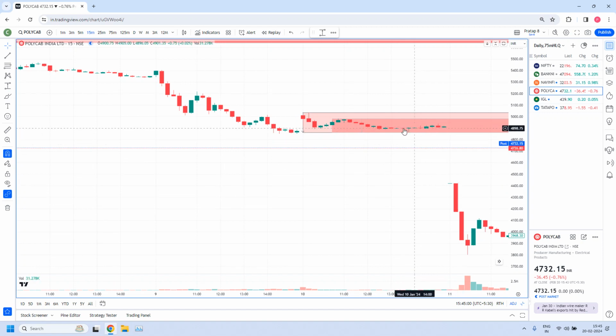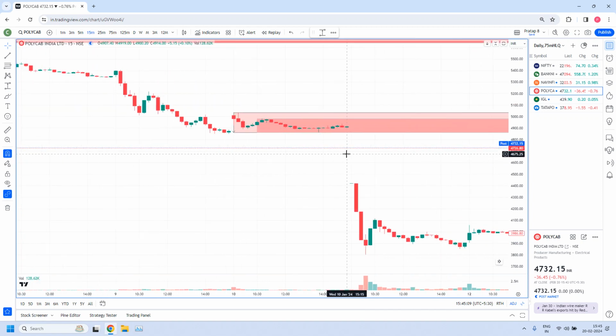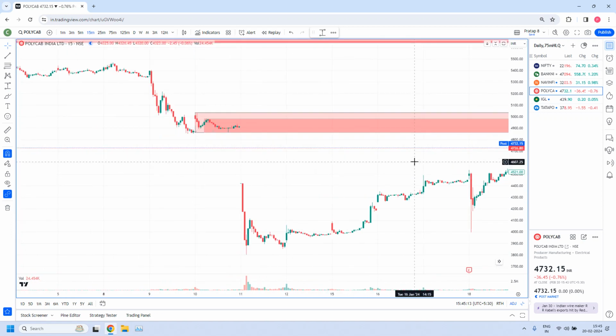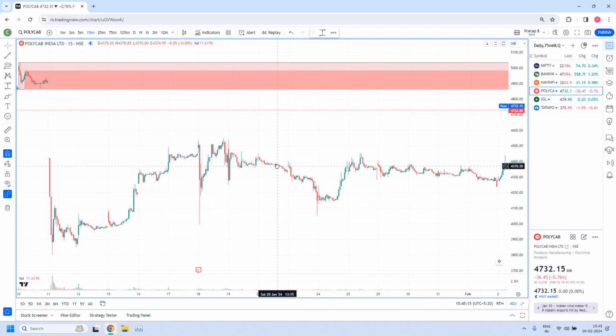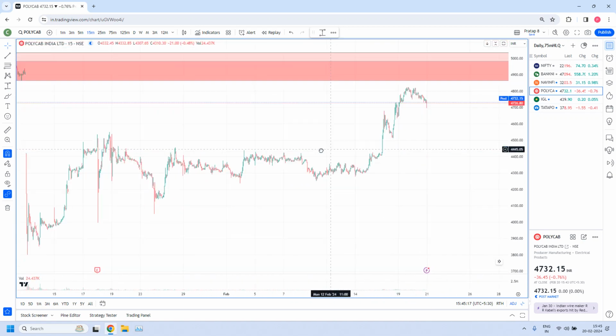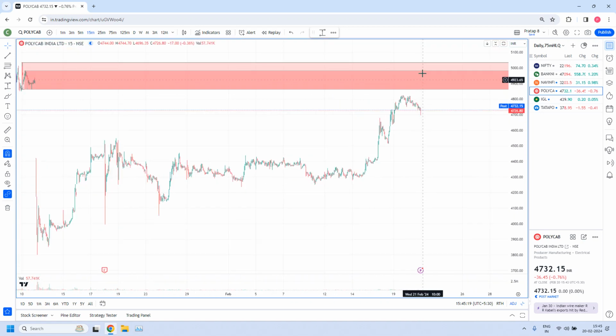But here, the structure itself is not good. All these many base candles. So that is the reason why I left this. Anyway, prices today did not reach. Otherwise, the zone would have been violated. We have already seen IGL, right? The same thing would have happened to Polycab.